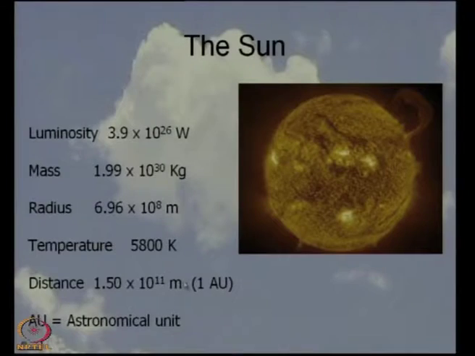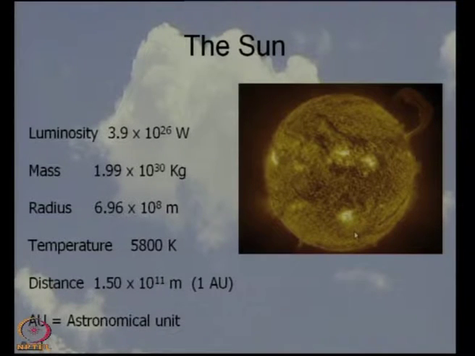It is called 1 astronomical unit, AU. Okay. So, AU is an astronomical unit. Now, when we move outside the solar system, there is another length scale that we shall use, but within the solar system, this is what is commonly used. Okay.